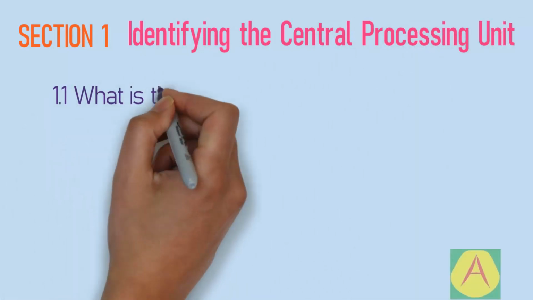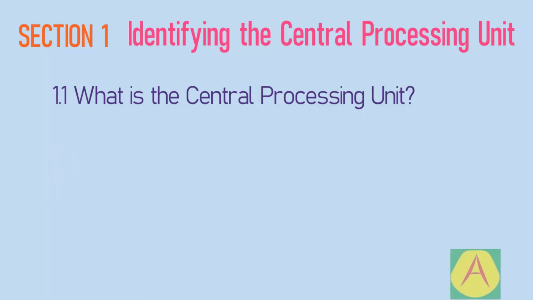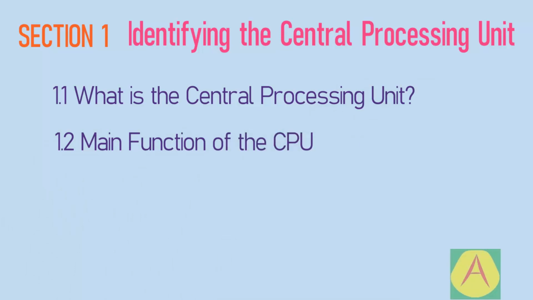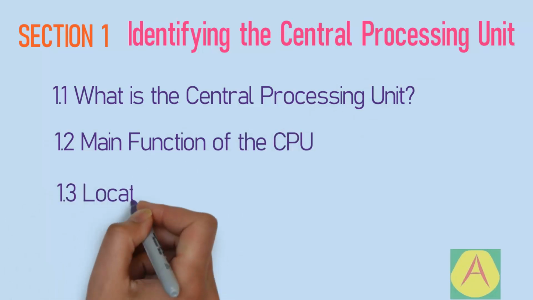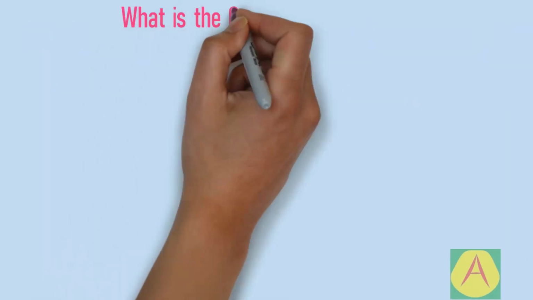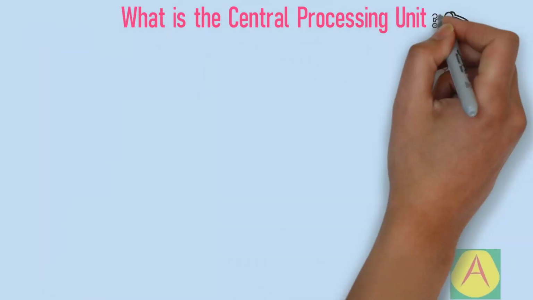First one, what is the central processing unit? Second one, main function of the central processing unit. And third one, location of the CPU. Where is it located in the computer? And we'll start with the first one. What is the central processing unit?